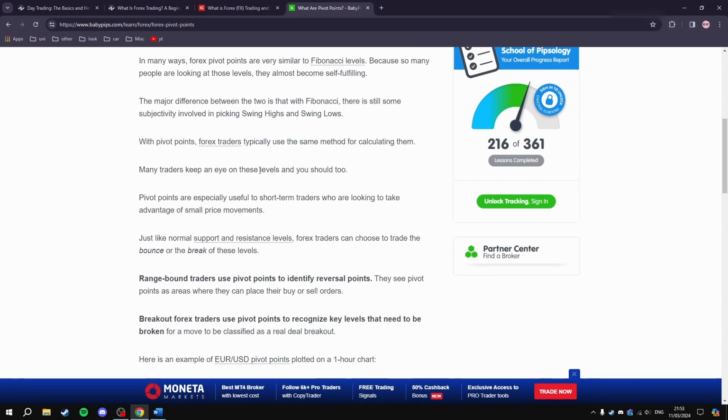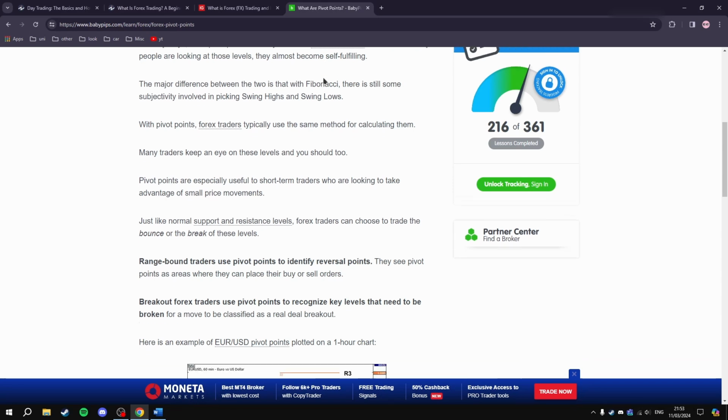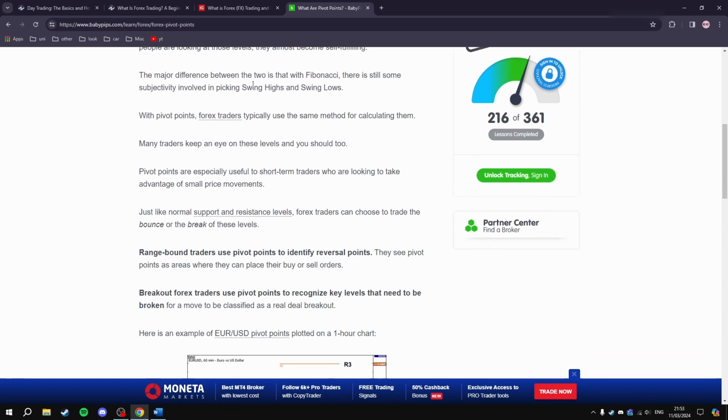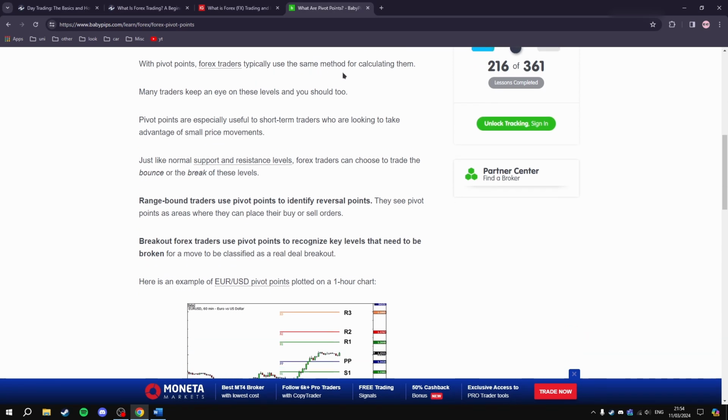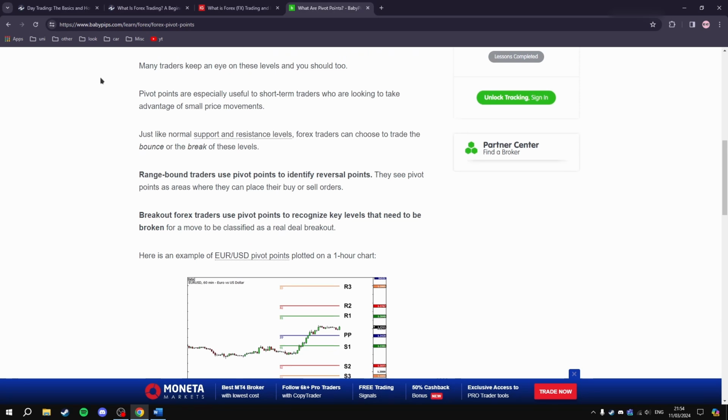In many ways, Forex pivot points are very similar to Fibonacci levels. Because so many people look at these levels, they almost become self-fulfilling. The major difference between the two is that with Fibonacci, there is still some subjectivity involved in picking swing highs or swing lows. With pivot points, Forex traders typically use the same method for calculating them. Many traders keep an eye on these levels, and you should too.